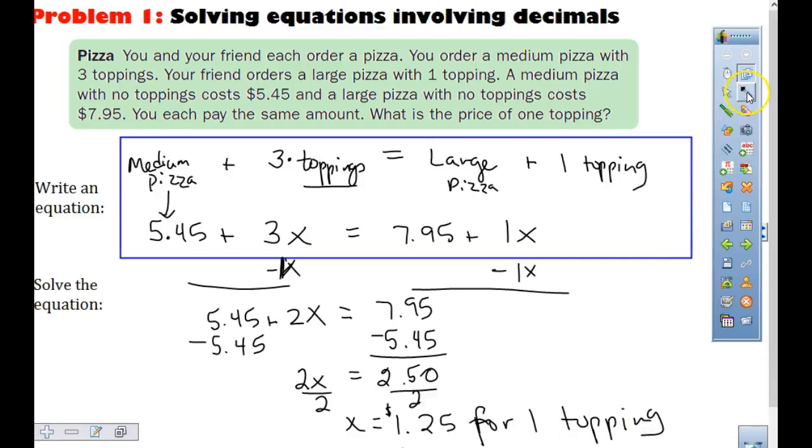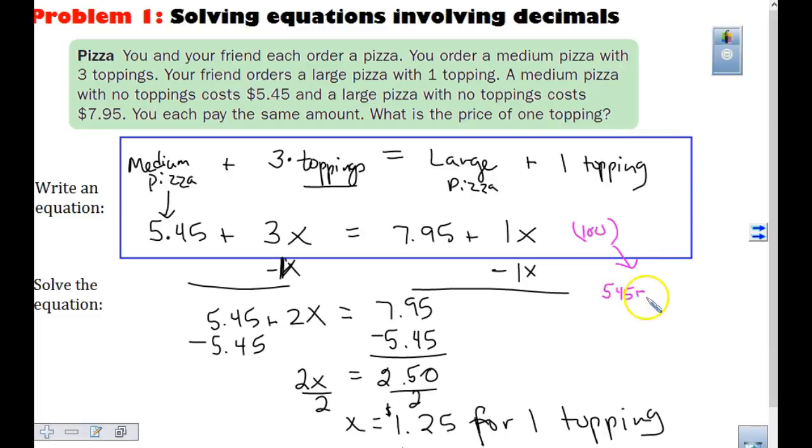Could you have done this problem and multiplied by 100? Yes. The new equation, you would have had 545 plus, but here's where I see a lot of people making mistakes. They'll put 545, then they want to put 3x, when it has to be 300x equals 795 plus 100x. So to me, a lot of times with the decimals, I might even just do it because I have my calculator anyway, okay?